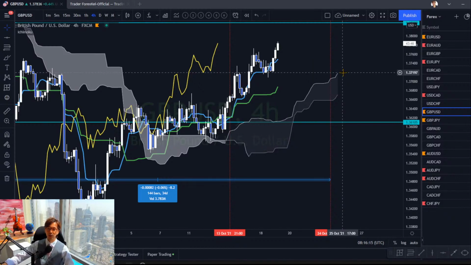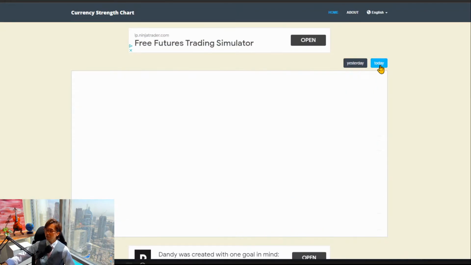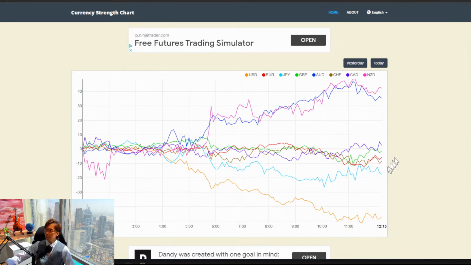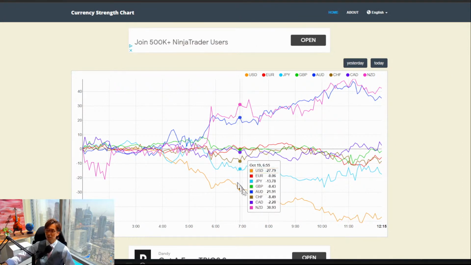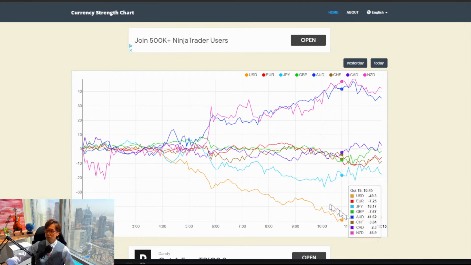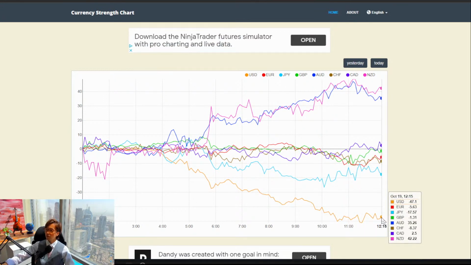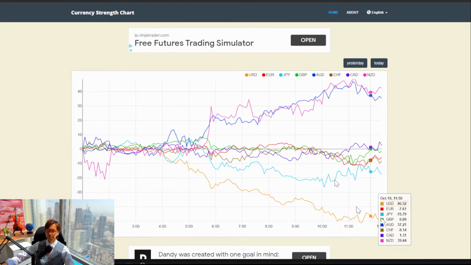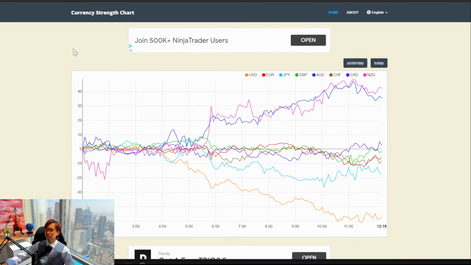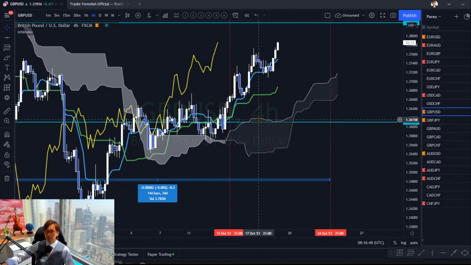Looks like the dollar is very weak today. If you look at the strength chart, let me just refresh the strength chart, and you see this orange line is the USD, and USD has been very weak today. So the strongest one right now is NZD, and AUD follows, and the weakest one is USD at the moment. And that's why we see lots of USD pairs trending right now. So yeah, but let me see.